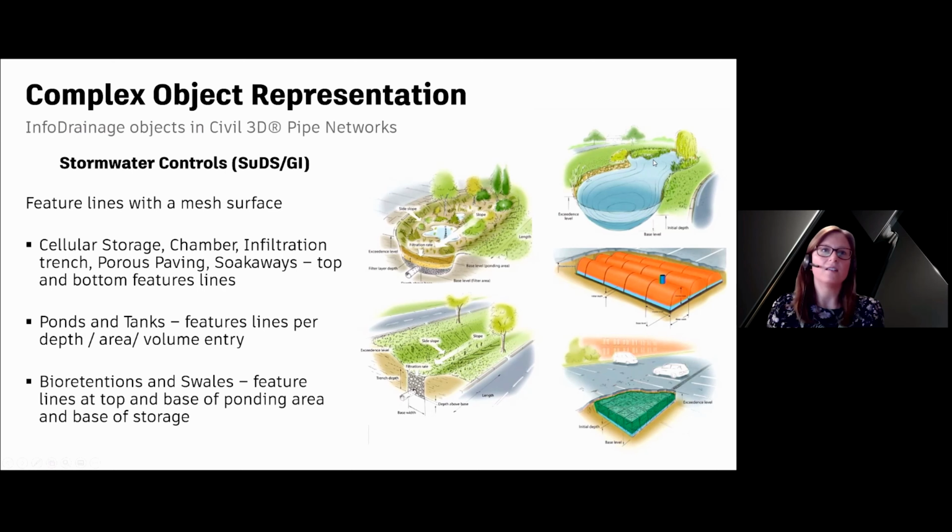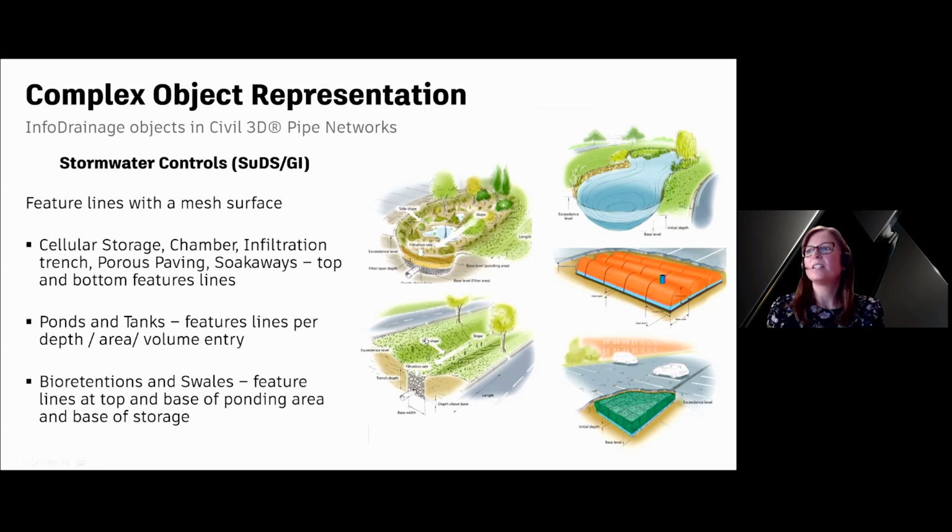So you can see on this diagram that these can vary with depth. They're represented in InfoDrainage with a depth, area or volume table, and there's a feature line per entry. So we maintain the shape of those with the mesh joining those feature lines.